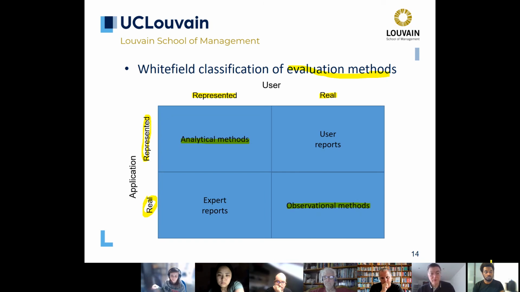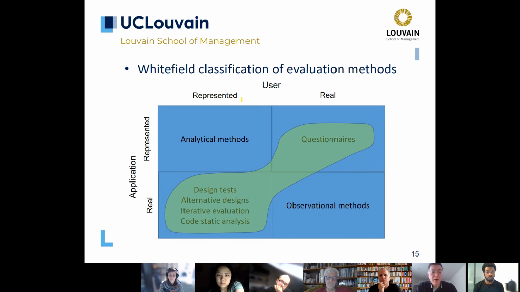So we know that evaluation methods can be classified according to those two dimensions, user and application, whether it is a real one or a partial one or a representative one, and then we can use different methods.